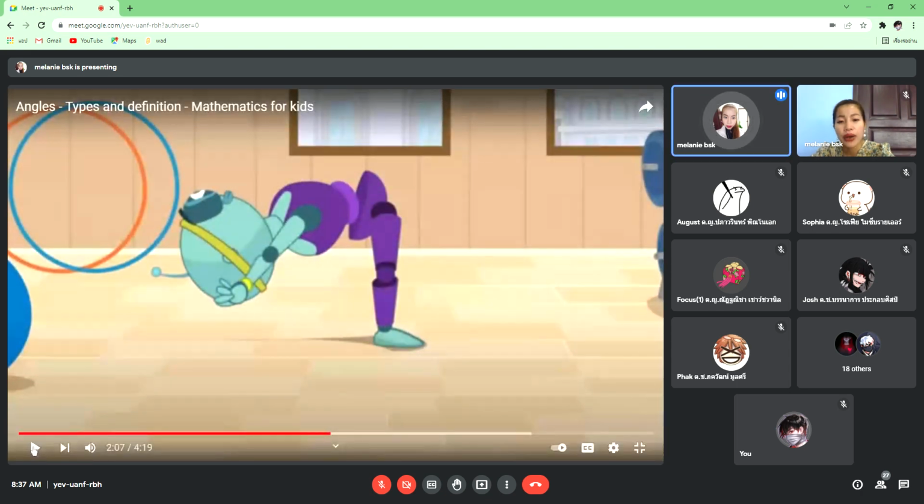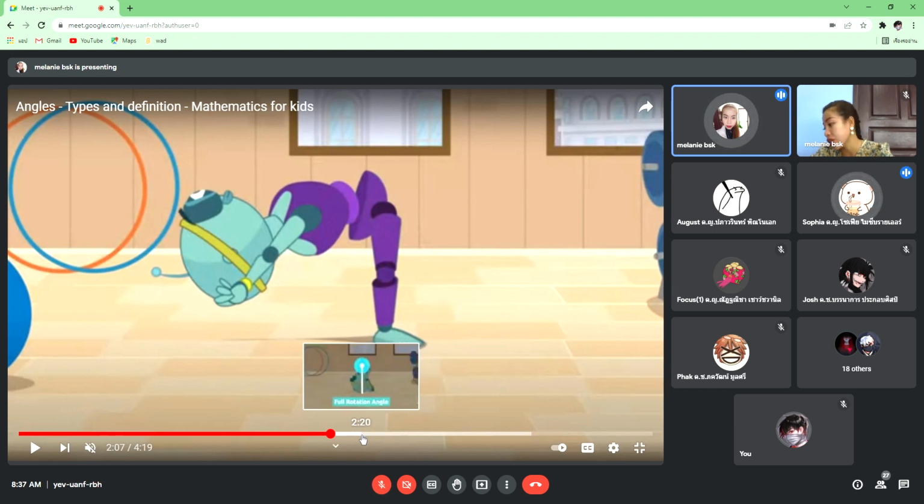Now we have the obtuse angle, the acute angle, the right angle, the reflex angle, the flat angle, and what's the other one, children? A full rotation angle, or the perfect angle. Okay, so those are the types of angles, children.